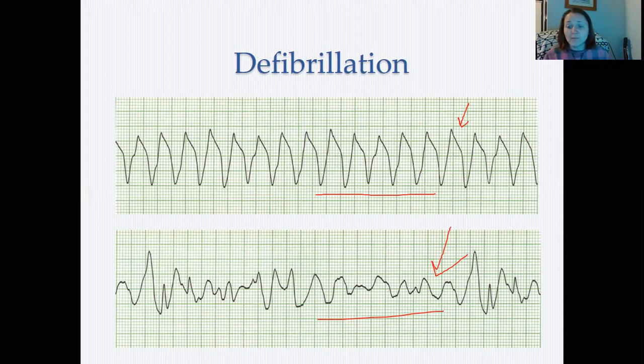With monophasic, you're going to start with 300 joules. With biphasic, you can start between 120 and 200, but typically you start at 200. Okay, so let me clear my stuff.